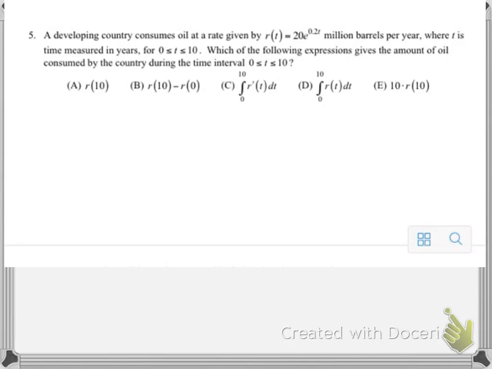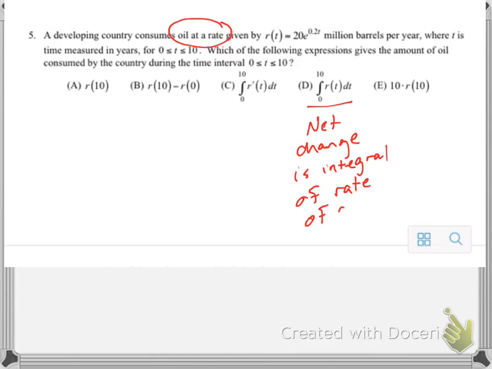Anyway, keep on going. 5, we've got this developing country consumes oil at a particular rate, so many millions of barrels per year. So on this particular interval, how would we find the amount of oil? Well, you guys have got this down, right? The integral of the rate of change. Just be careful. You're given a rate of change, so you're going to integrate that function. Don't throw any primes or other crazy wonkiness in there. But, yeah, D. You just want to do the integral of the rate of change. That's what you've been given. And that'll give you net change for that respective variable.